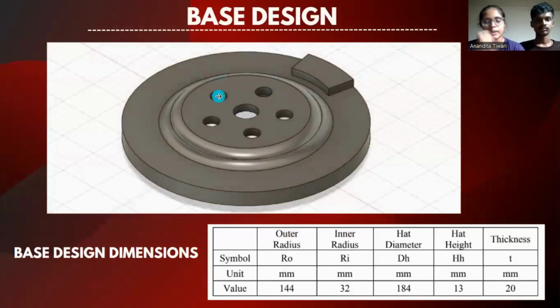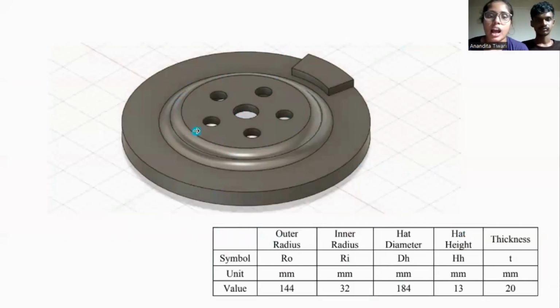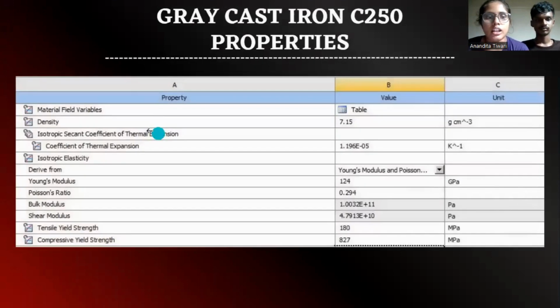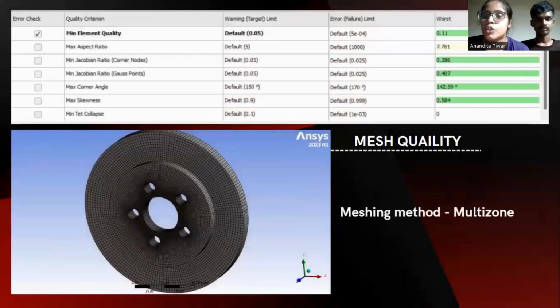We designed our brake disc by using the standard dimensions that were available online, and after that, we designed it in Fusion 360. The material we used for our analysis was gray cast iron, which is used mainly in the industries, and these are the properties of it. So moving on, we started with thermal analysis.